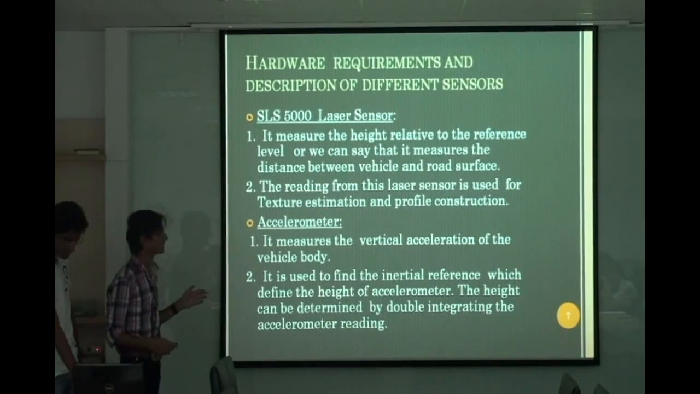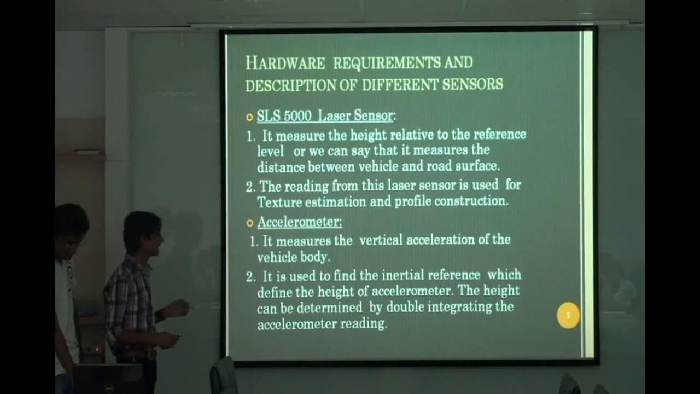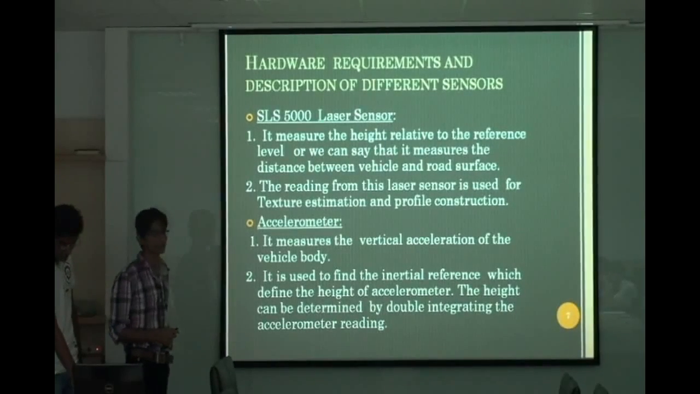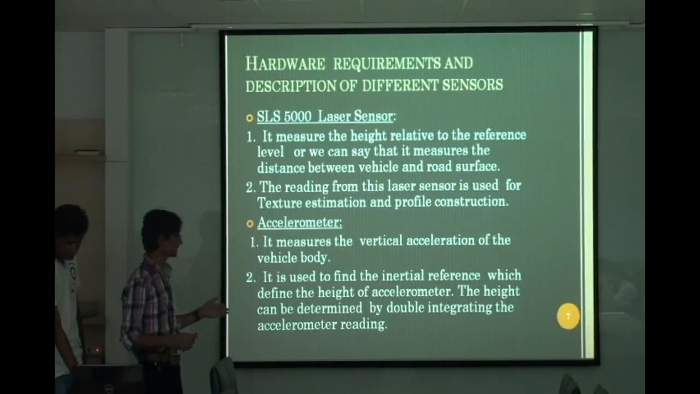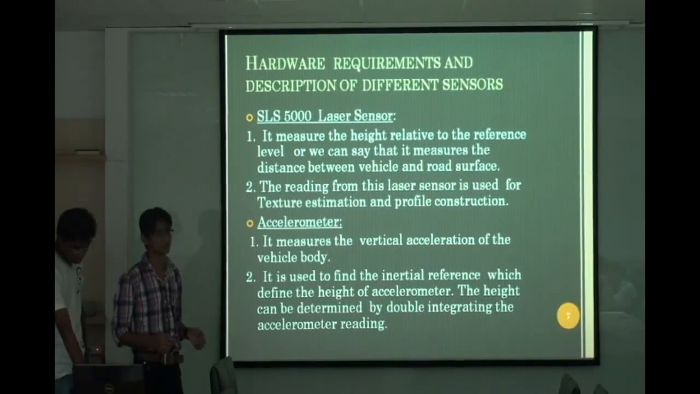So it measures the vertical acceleration of the vehicle body, and it is used to find the inertial reference which defines the height of the accelerometer. So the height can be determined by double integrating the accelerometer reading, as I have told you.